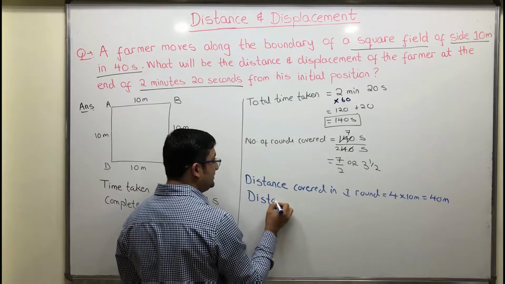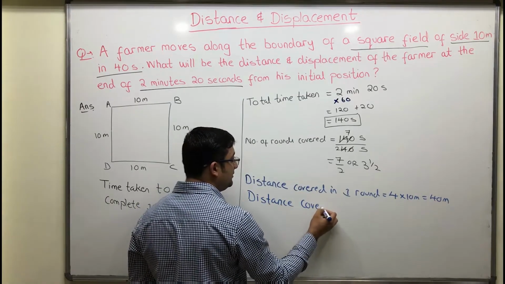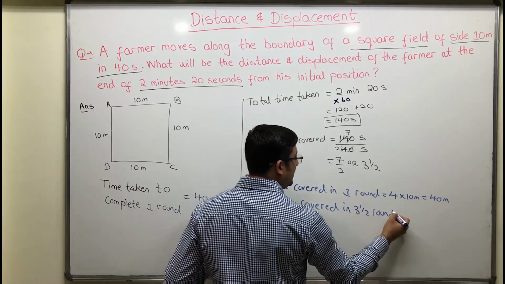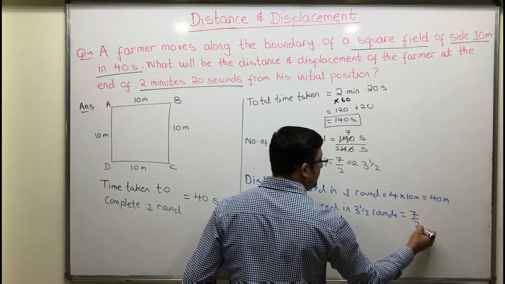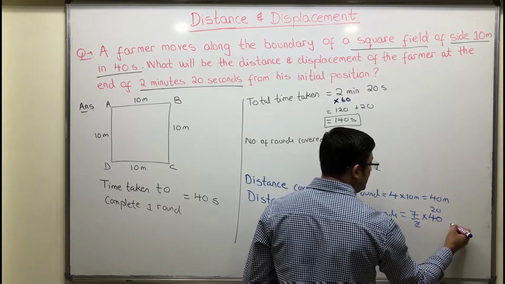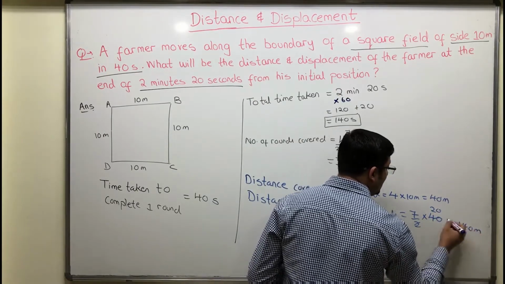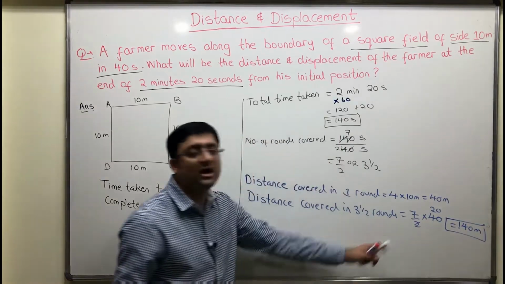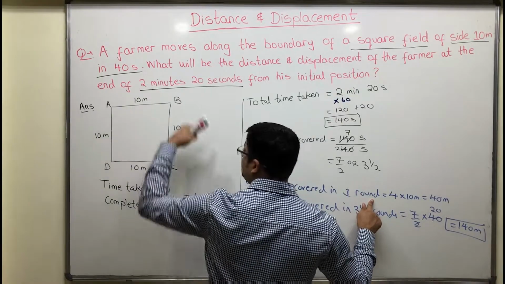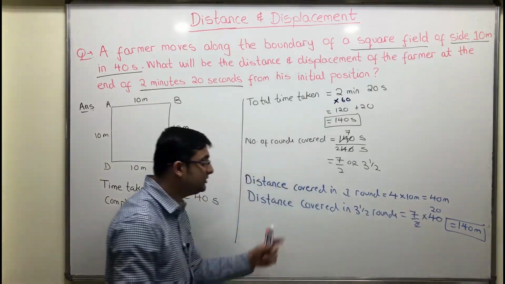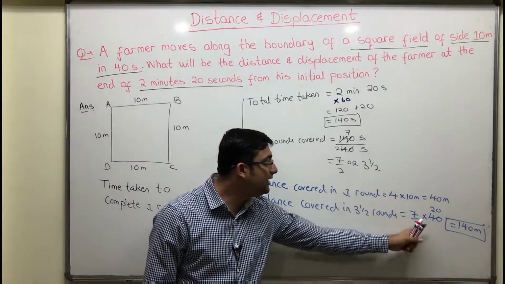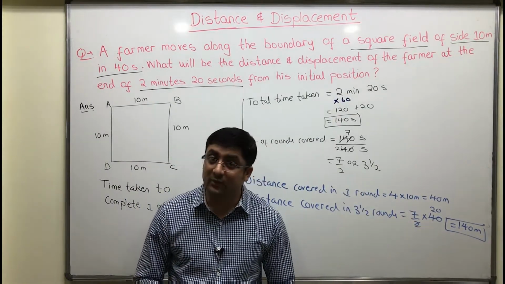So distance covered in 3.5 rounds. I'll write down over here, distance covered in 3.5 rounds is nothing but 3.5, that is 7 by 2, into distance covered in one round, 40 meters. 20 times 7 is 140 meters. So the distance covered by the farmer is 140 meters. I repeat guys, the distance covered in one round is how much? Perimeter of the square, that is 40 meters. So in 3.5 rounds, how much will he cover? 3.5, that is basically 7 by 2 into 40. So distance covered by the farmer is 140 meters.